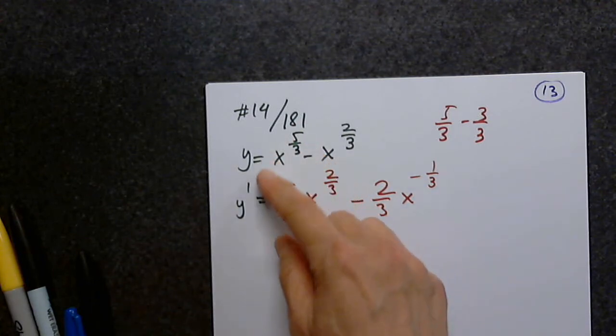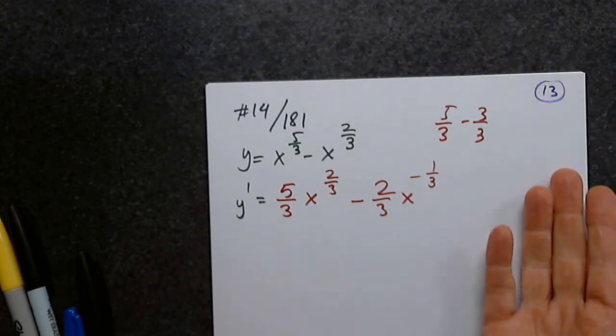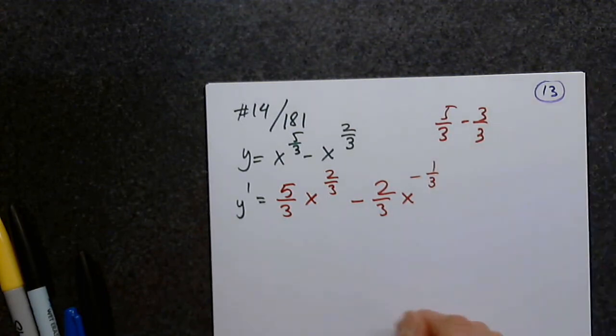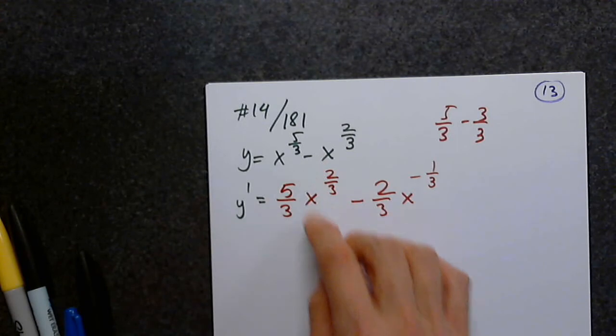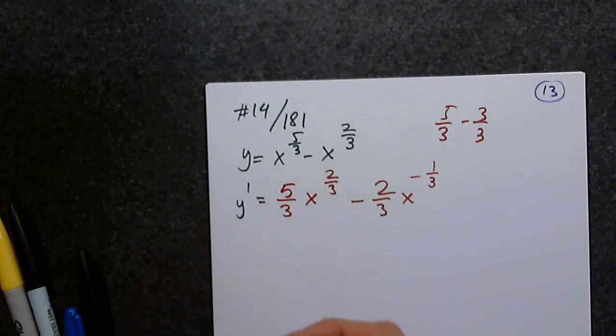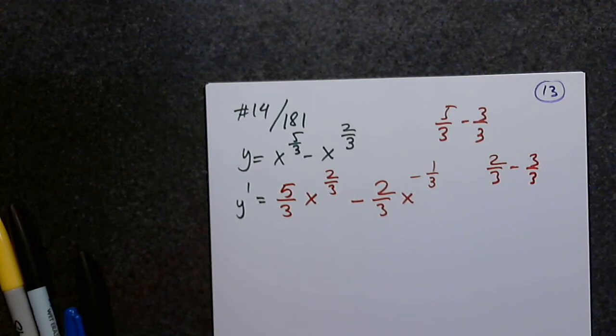So I bring the power in front, and from the power I subtract 1. It's easier to say that I subtract 3 over 3 to get 2 over 3. So now here I bring down 2/3, and now from 2/3 I subtract 3 over 3, and we get negative 1/3. So far, so good?